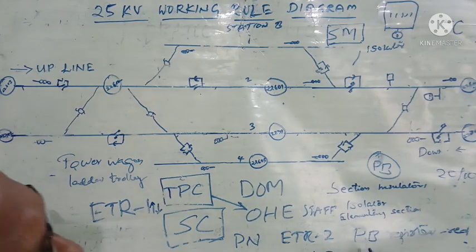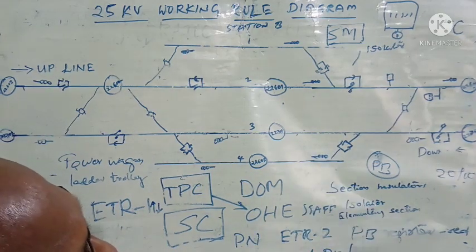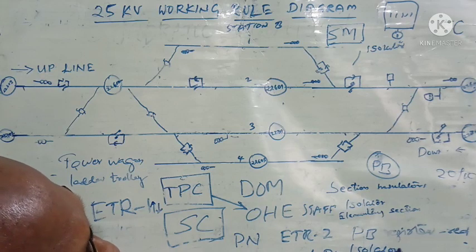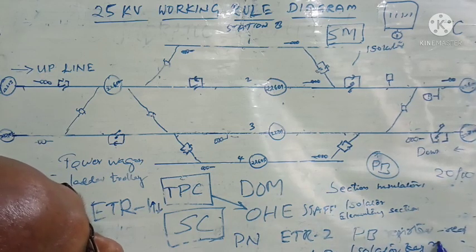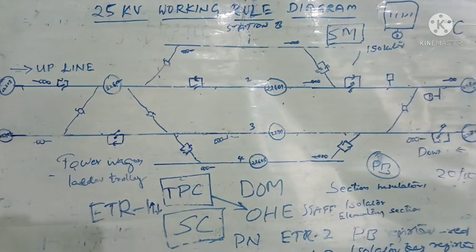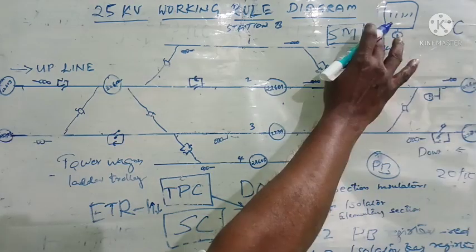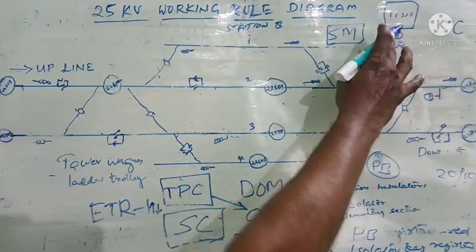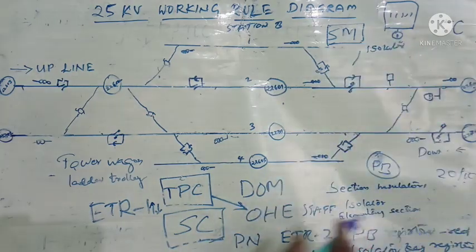the isolator key register. There will be an isolator key register at the station, and it should be recorded who has taken the isolator key at what time, and when it is replaced back into this isolator key box, that time also should be written.